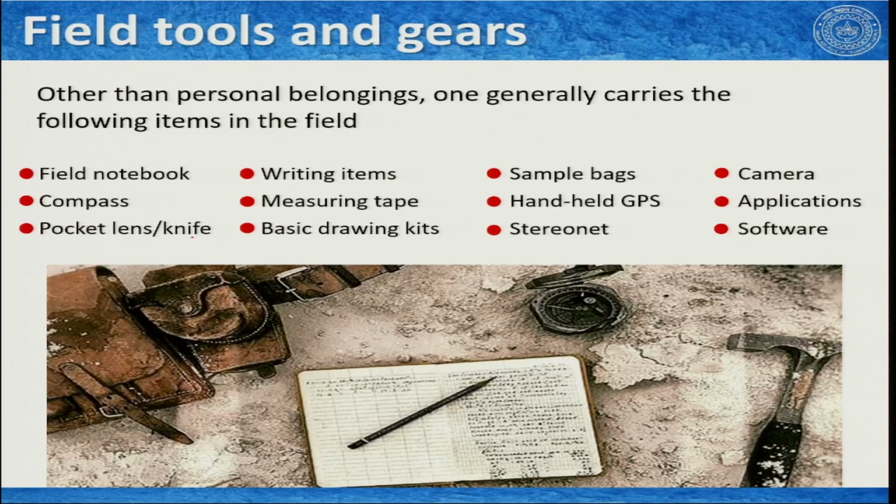In professional cases, we write theses, we write reports, or we publish papers out of our findings. There are some important things that you need to carry in the field irrespective of what you are doing and where you are going. Of course, there are some special kits that you need to carry, which we are not discussing here, but some very basic things that you need to carry are field notebooks, compass, pocket lens and knife, some writing items, measuring tape, basic drawing and writing kits, sample bags, handheld GPS, stereonet, a good camera, some software applications if you have a good mobile phone, nowadays everyone has it, and of course, some essential software that you need to install in your laptop if you carry it in the field.